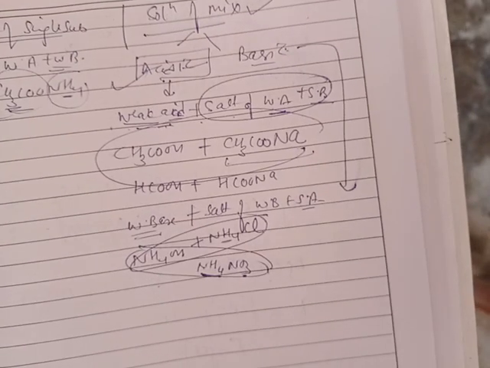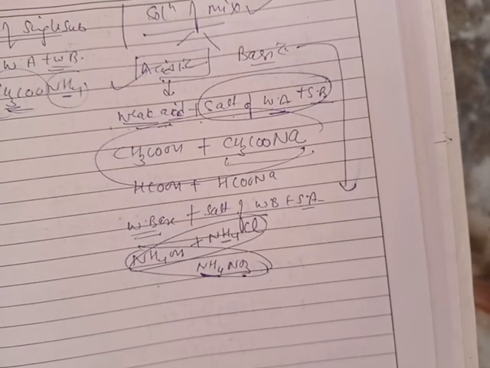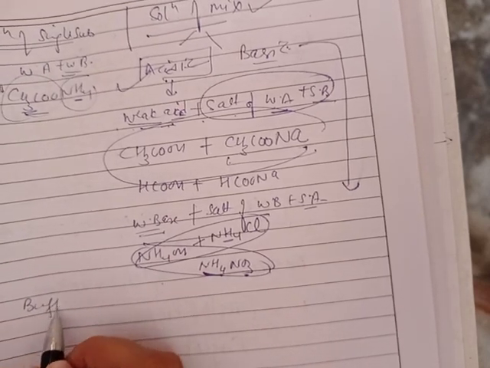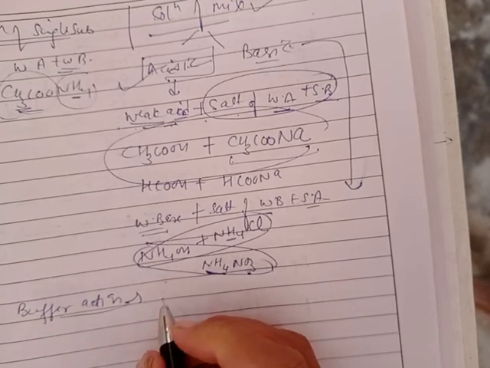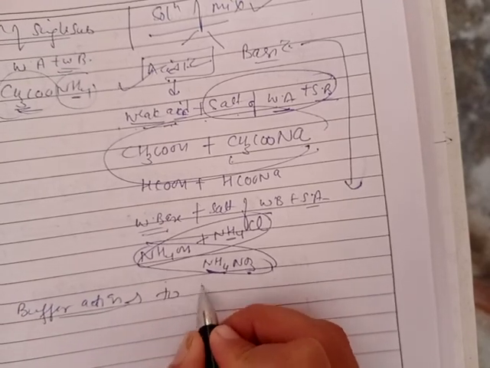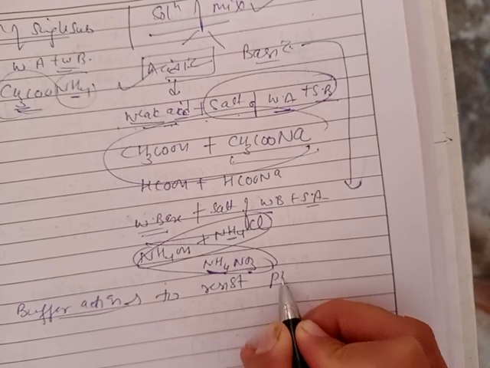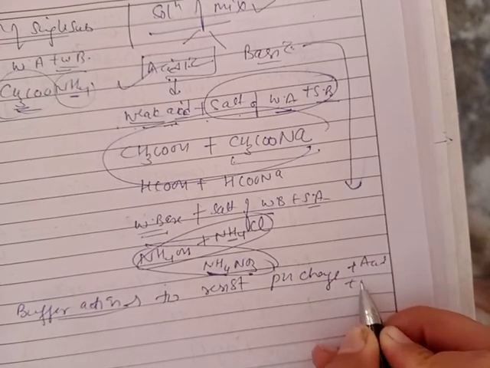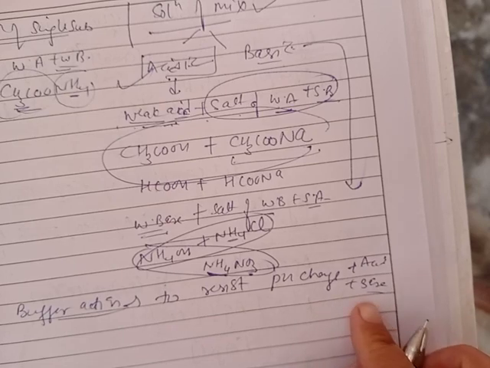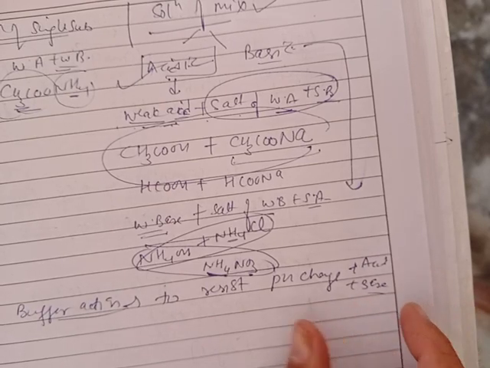Now what is buffer action? Buffer action is the property of a solution to resist pH change. It is the property of the buffer solution to resist the pH change when we add a small amount of acid or a small amount of base to the given buffer solution. This is called buffer action.